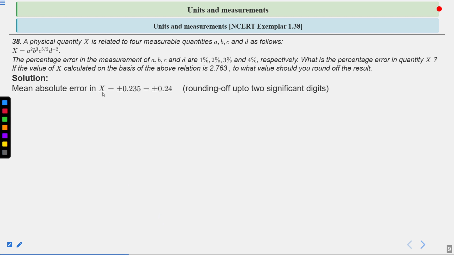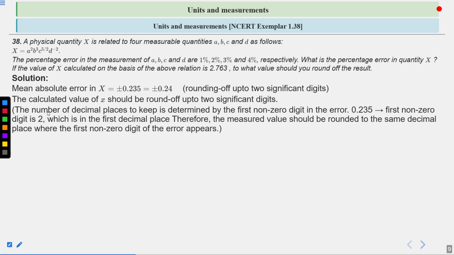So the mean absolute error in X is equal to plus minus 0.235, which is equal to plus minus 0.24, rounding off up to 2 significant digits. So it will become plus minus 0.24. The calculated value of X should be rounded off up to 2 significant digits. The number of decimal places to keep is determined by the first non-zero digit in the error.